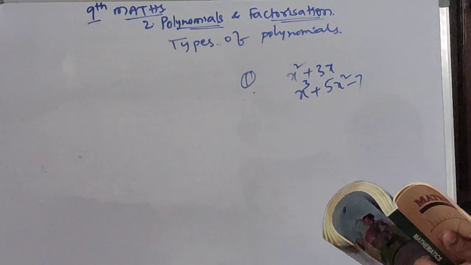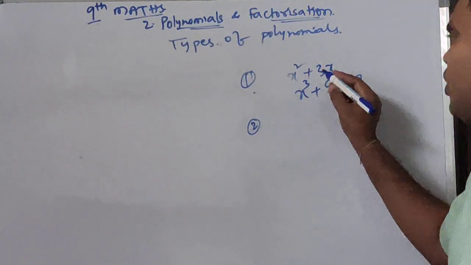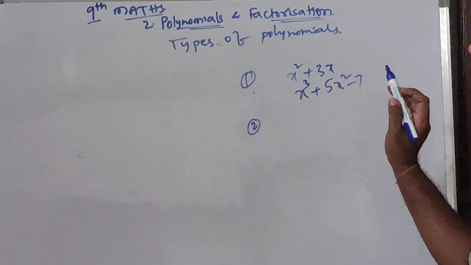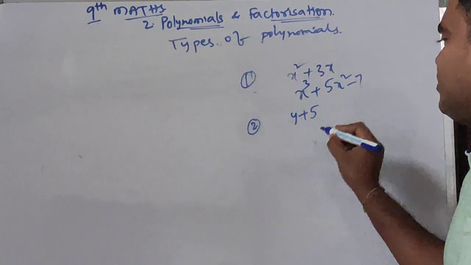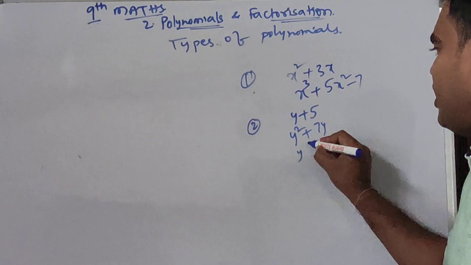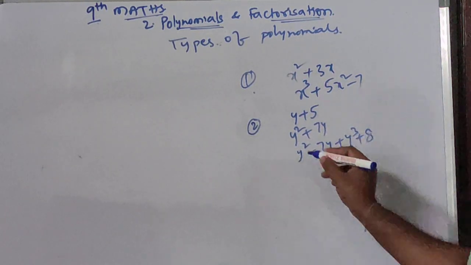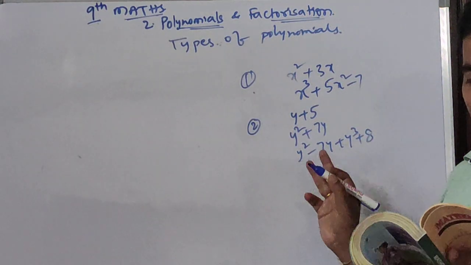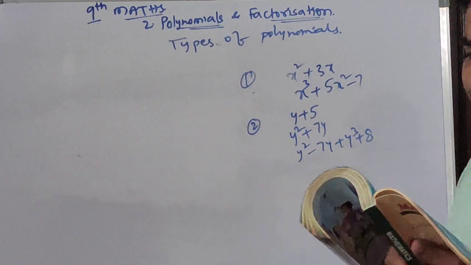Next, write three polynomials with variable y. So we are not taking x now, we are simply taking y. So three polynomials: y plus 5, y square plus 7y, y square minus 7y plus y cube plus 8. So this is also polynomial in terms of y.